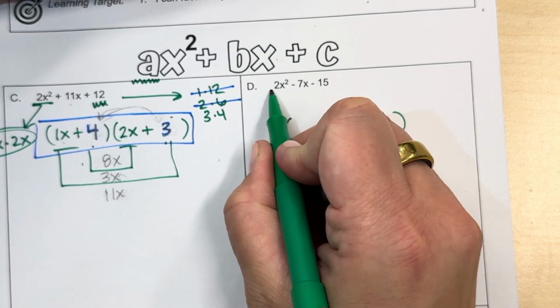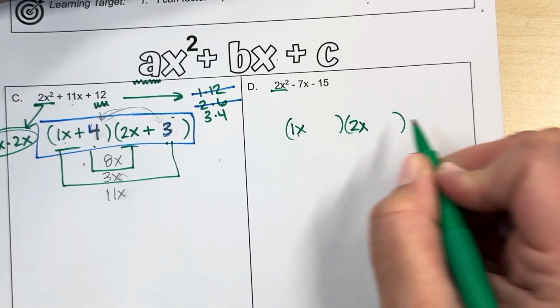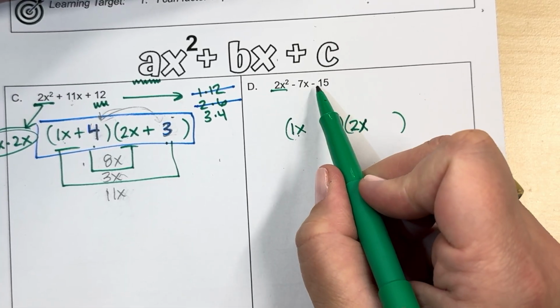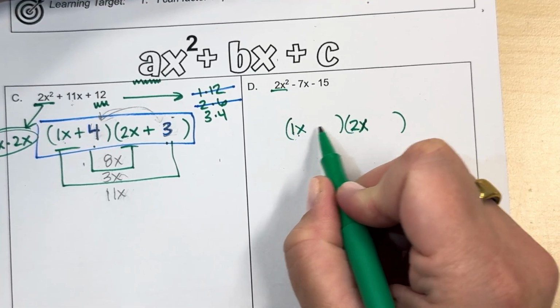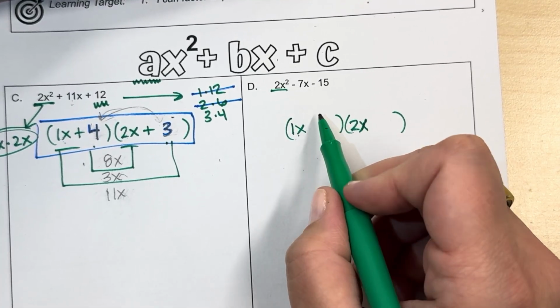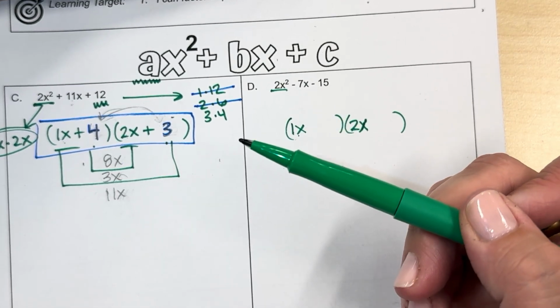So factors of the first term go in the first spots. So 1x and 2x. And now it's more complicated because my signs have to be opposites and I don't know which ones yet. And so because that could change, I'm gonna wait to make that in permanent marker.